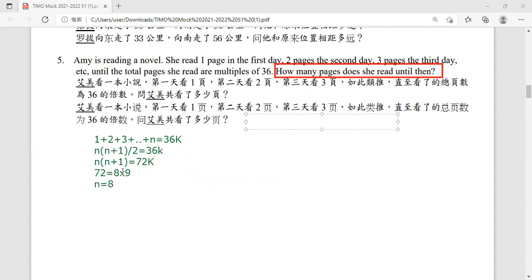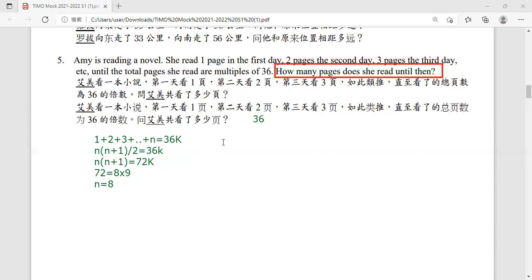Okay, now, because I know that 72 is equal to 8 times 9. 8 and 9 are consecutive. So I put n is 8, n plus 1 will be 9. So 8, okay, it's just a coincidence that 8 times 9 is 72, which is a multiple of 72.